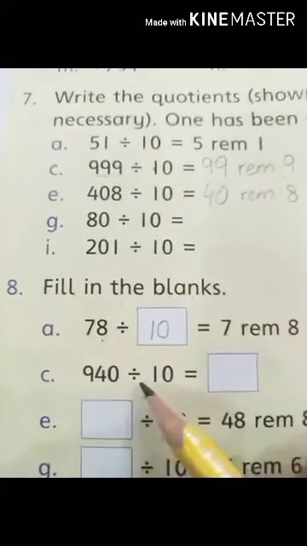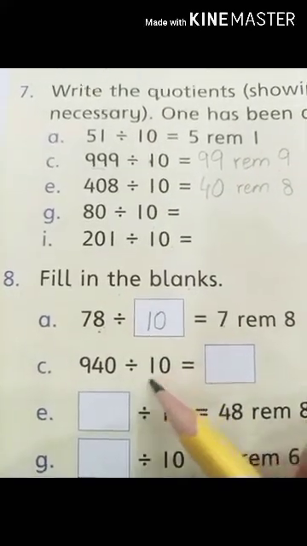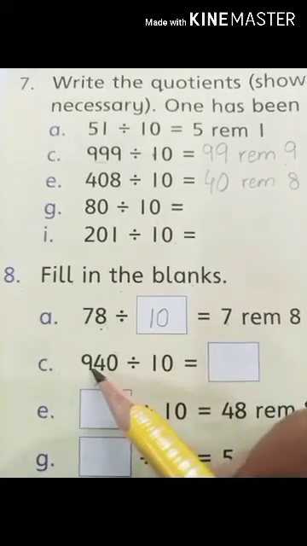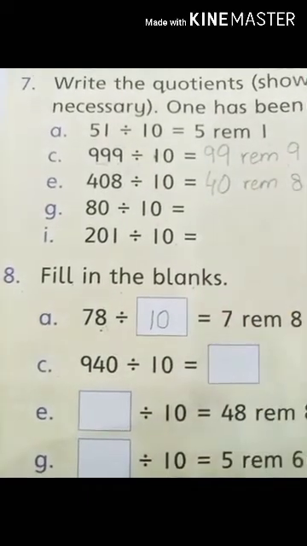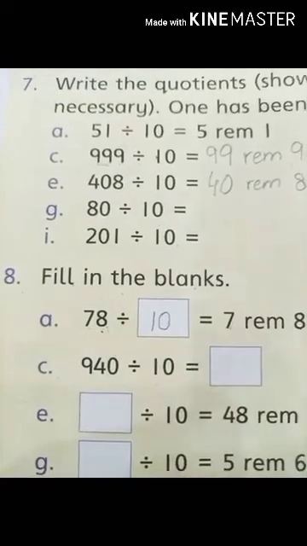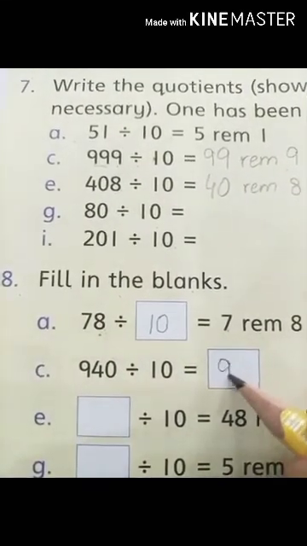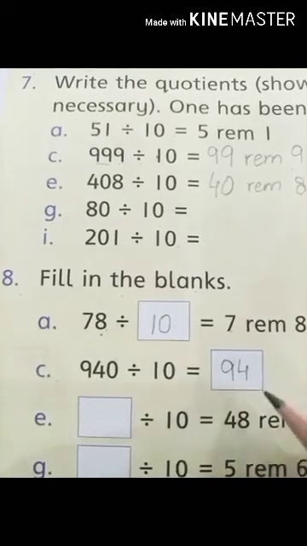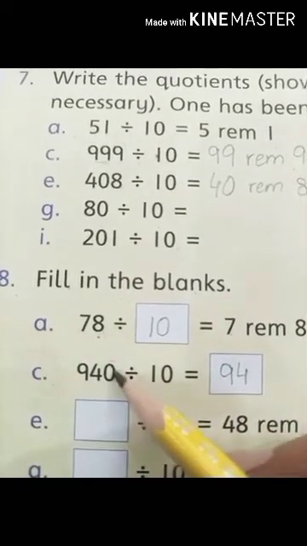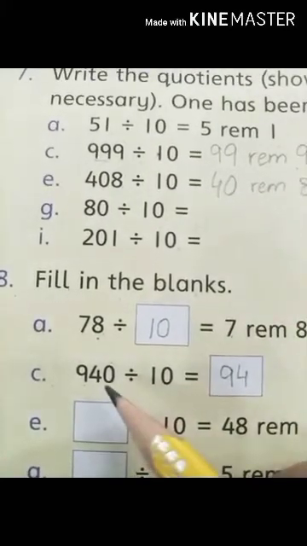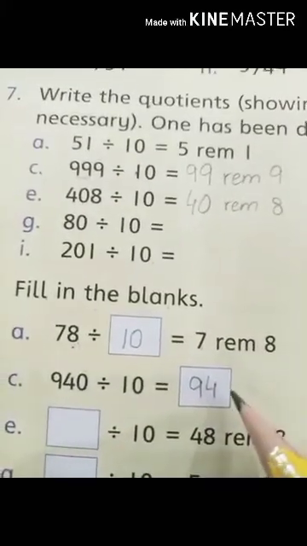Okay. Come towards the part C. Look at this, students. This is again divided by the number 10. So 0 will be the remainder and 94 will be the quotient. So we are going to write the number 94, and as there is a 0 remainder, it means that there is no remainder. Okay. So no need to write here remainder 0.